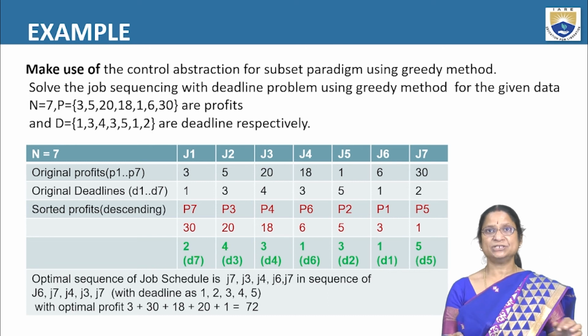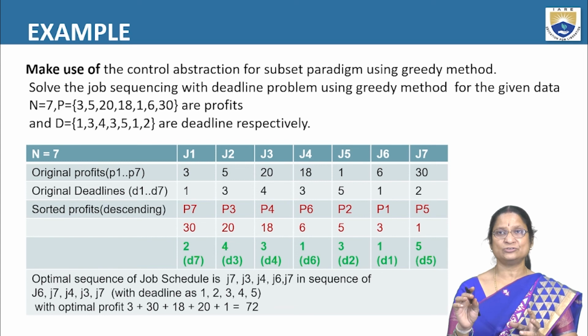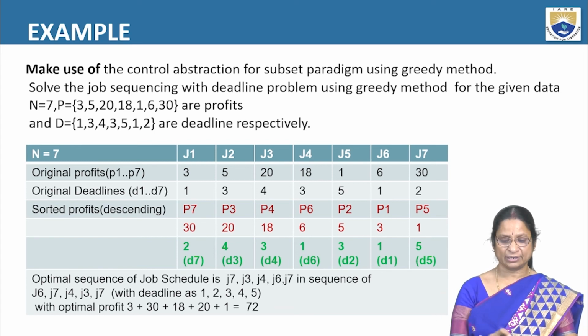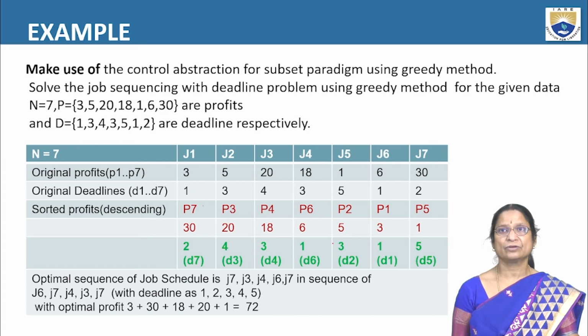That means we arrange the jobs as job 7, job 3, job 4, job 6, job 2, job 1 and job 5 according to their profits. The deadlines must also be changed accordingly. So please observe the green color. So P7 and D7, the deadline, is 2 and the D3 deadline is 4. Like that we are including.